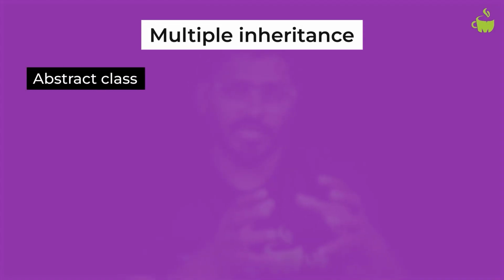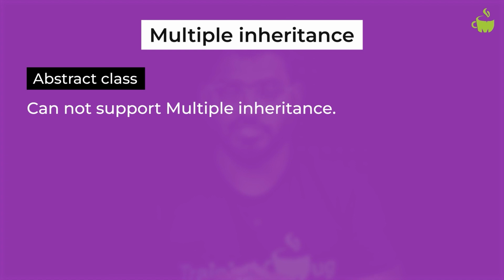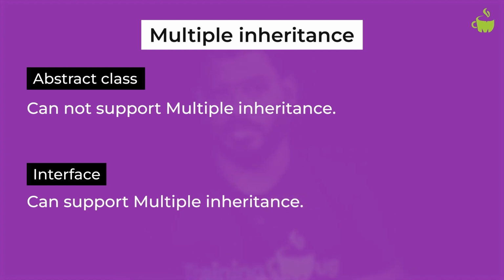And fourth one is multiple inheritance. Abstract class cannot support multiple inheritance because one class can extend from only one class. Whereas interfaces can support multiple inheritance because one class can implement n number of interfaces in Java.